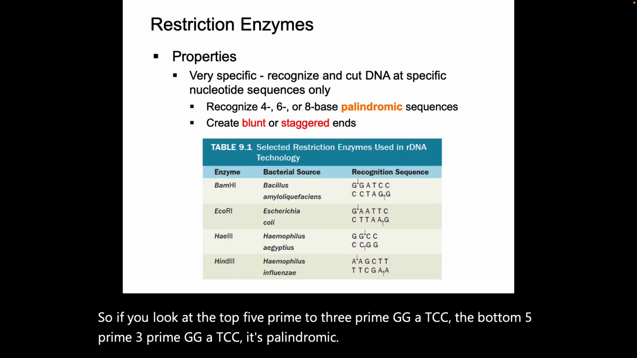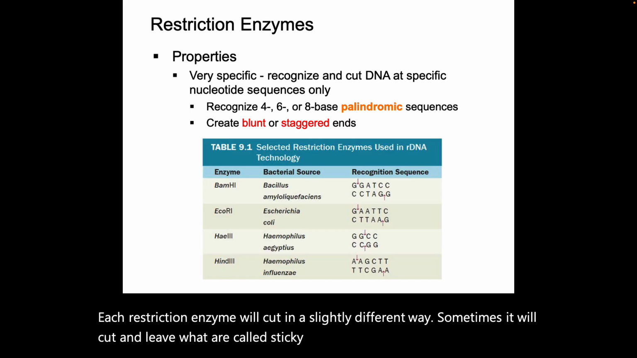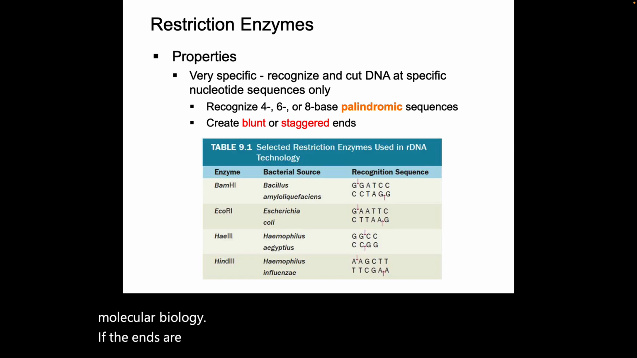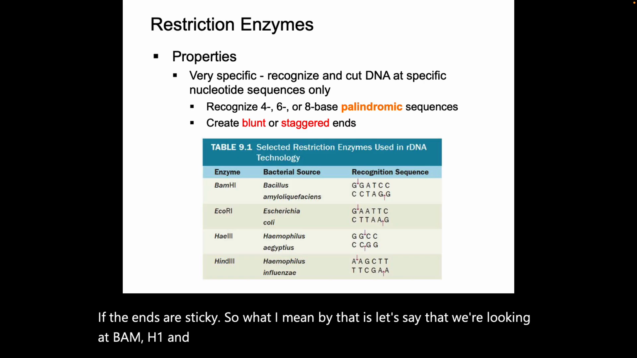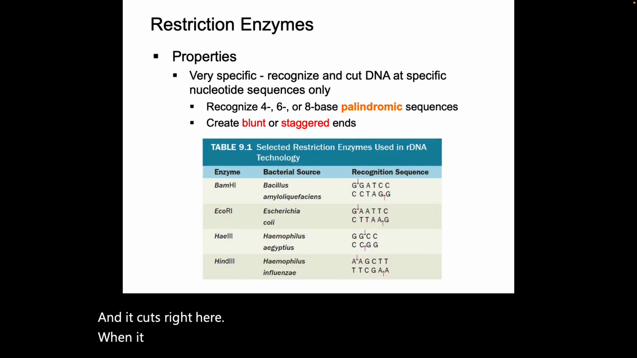Each restriction enzyme will cut in a slightly different way. Sometimes it will cut and leave what are called sticky ends. These are most useful in molecular biology, if the ends are sticky. So what I mean by that is, let's say that we're looking at BamHI, and it recognizes G, G, A, T, C, C, and then I have my other side. And what the arrows are indicating is where it cuts. So it cuts right here, and it cuts right here. When it does that, the DNA will come apart.